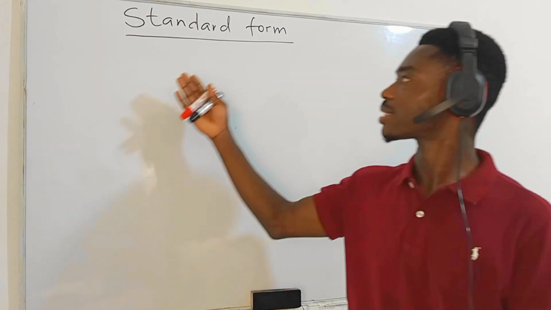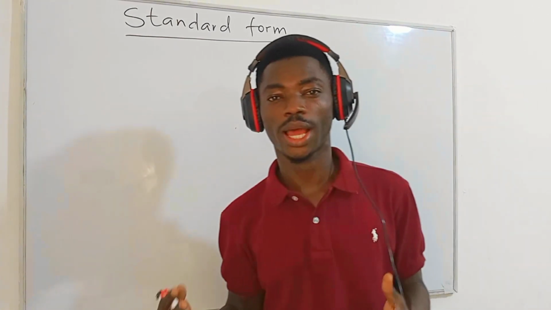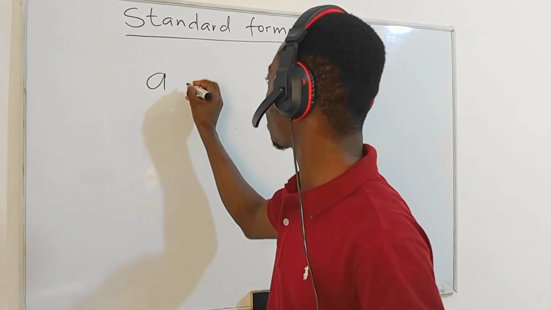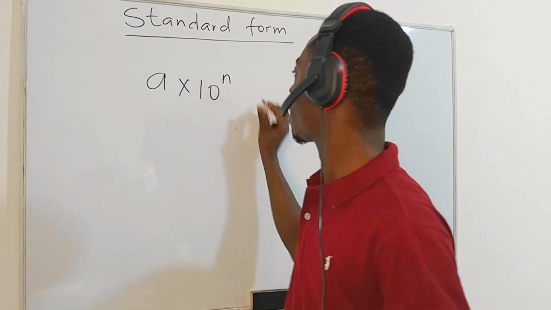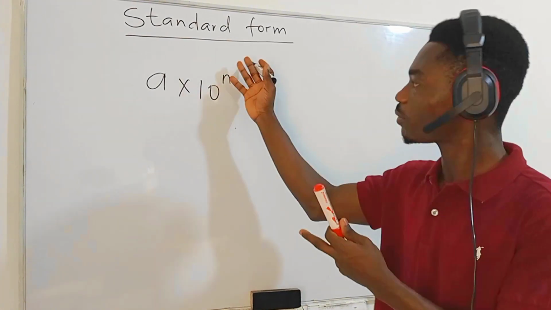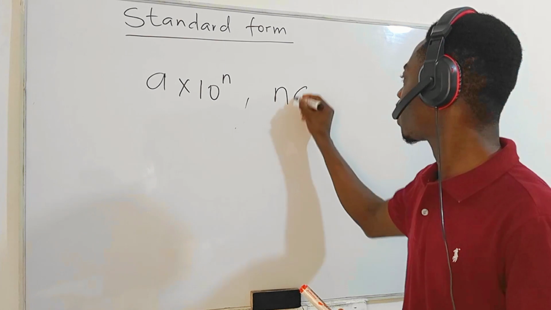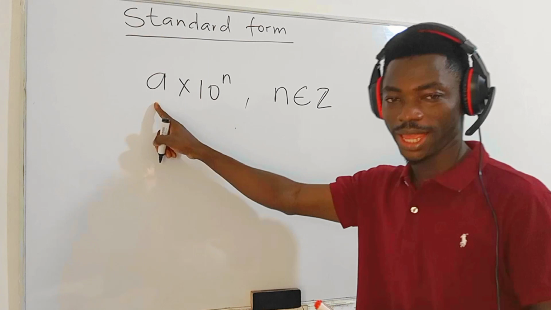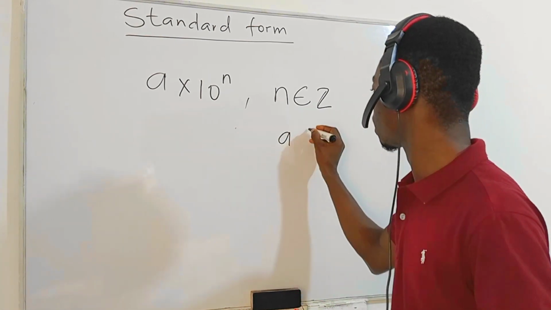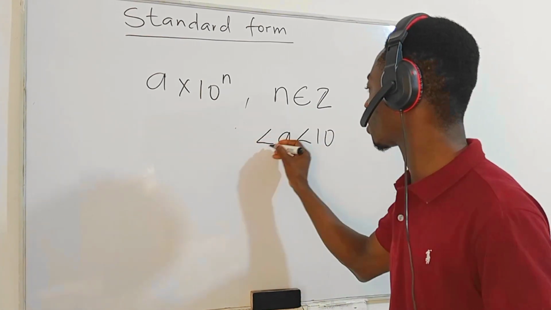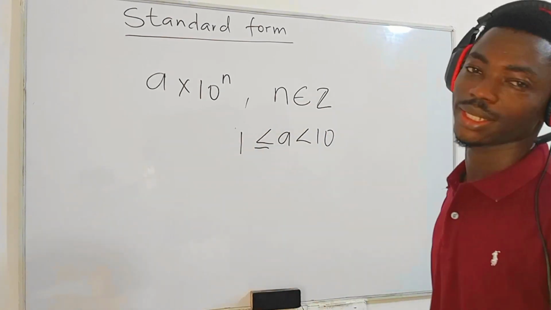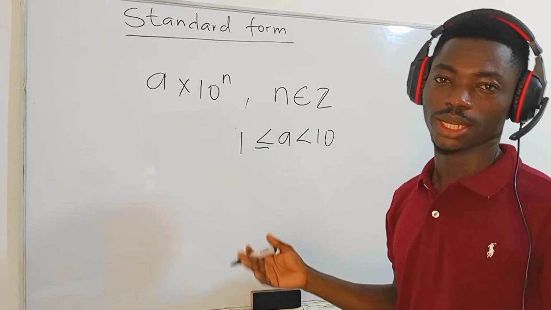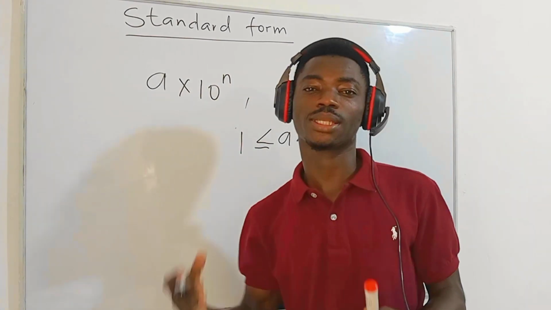All right, now let's look at standard form. Standard form is also known as scientific notation. Standard form has the form a times 10 to the power n. This is the form of the standard form, and n is an integer. This n right here is an integer, and this a should be within this range, less than 10, and it should be greater than or equal to 1. So this is the whole idea about standard form or scientific notation. And like I said, it is used to make numbers manageable.